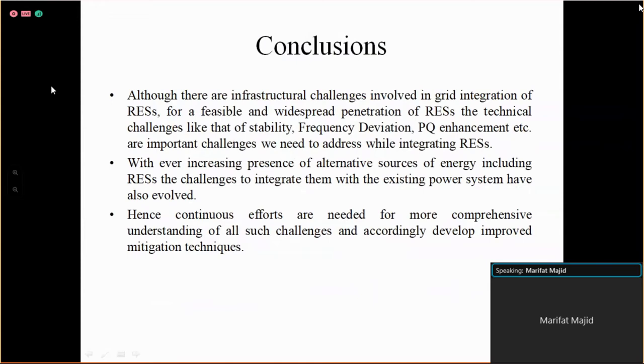So let me just conclude my presentation here by saying that although there are infrastructural challenges involved in the grid integration of renewable energy sources, for a feasible and widespread penetration of renewable energy sources, the technical challenges like stability, frequency deviation, power quality enhancement, etc., are important challenges we need to address while integrating renewable energy sources. Also, with the ever-increasing presence of alternative sources of energy, including renewable energy sources, the challenges to integrate them with the existing power system have also evolved. Hence, continuous efforts are needed for a more comprehensive understanding of all such challenges and accordingly to develop improved mitigation techniques.